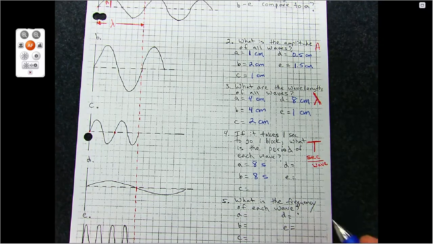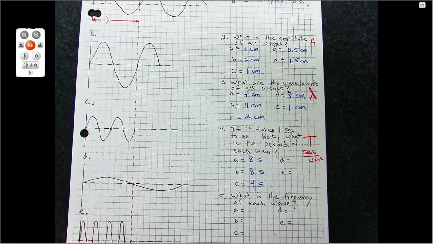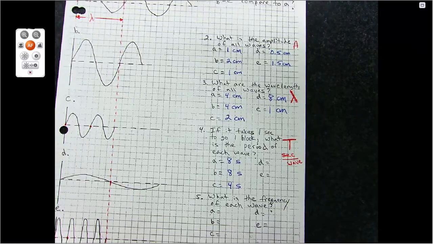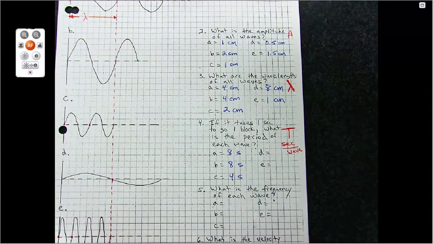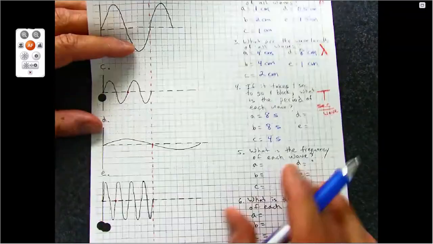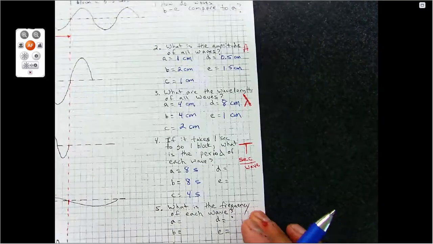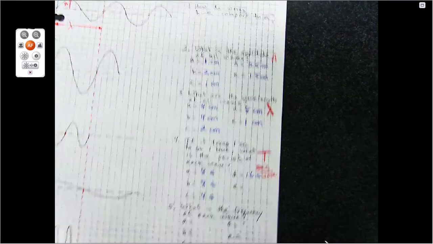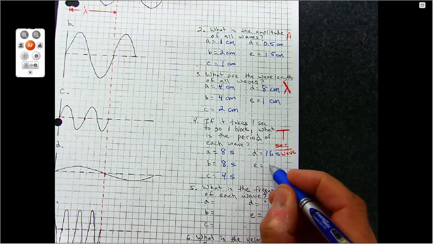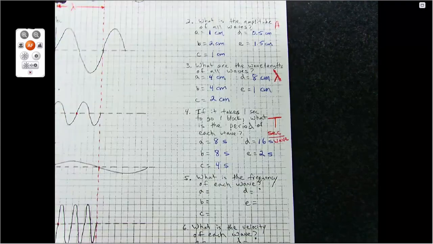How many seconds in C? 4 seconds, right? D, how many boxes along the x-axis in D? 8 to here, 8 to here, 16? Okay, so 16 seconds. And for E, two seconds, right?